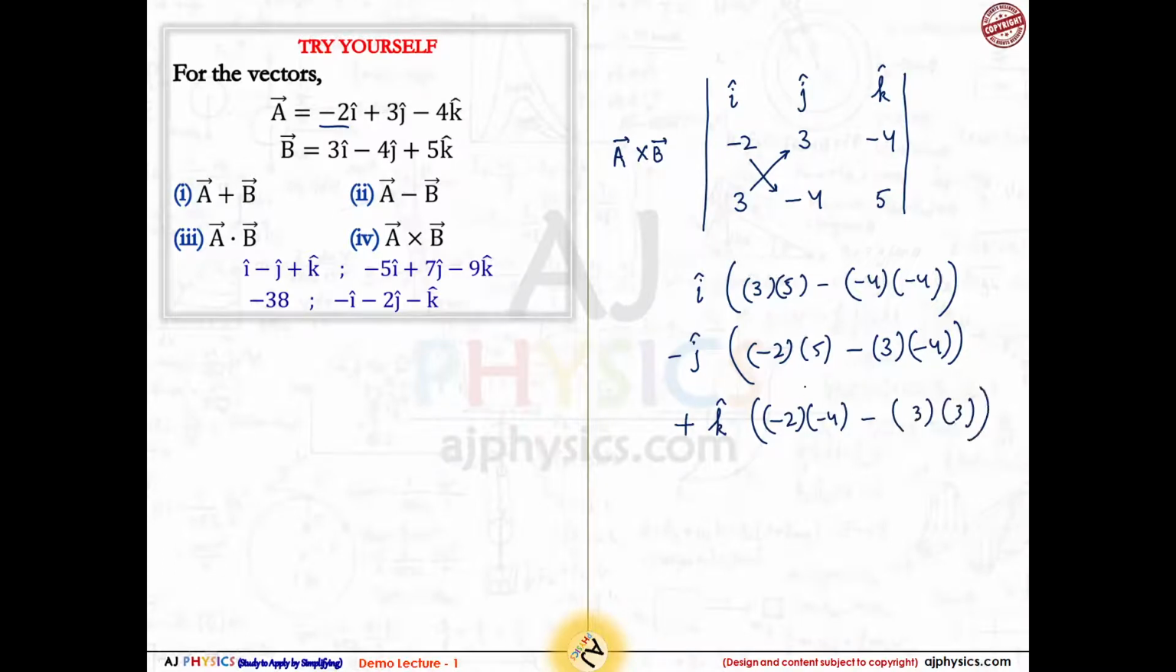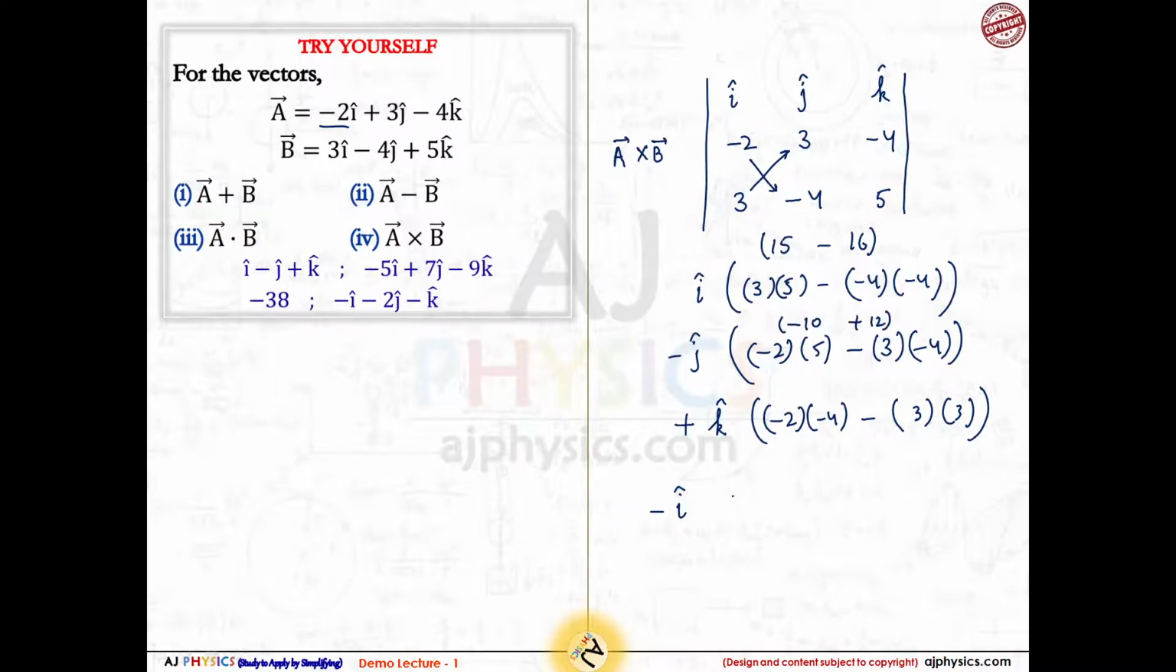So let's solve this now. This would be 15 minus 16. This should come out to be minus i cap. And then for the j cap it will be like minus 10 and plus 12, in this bracket here.